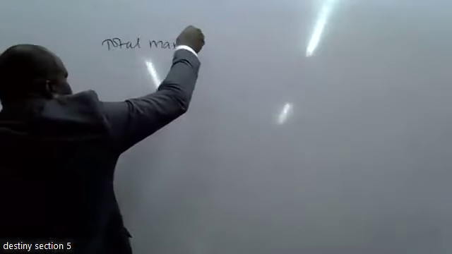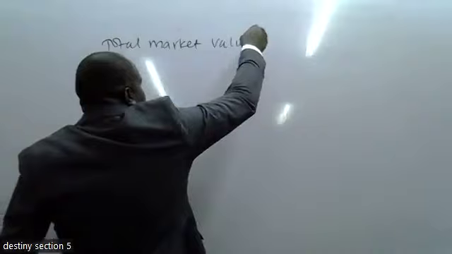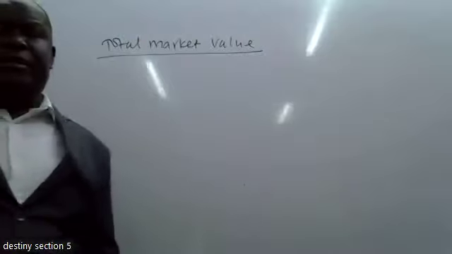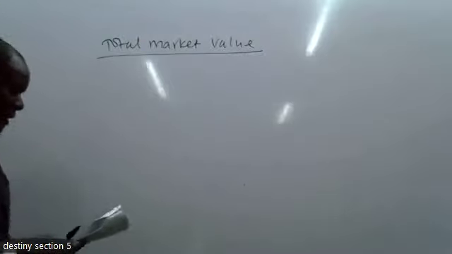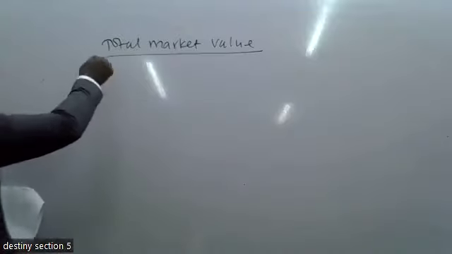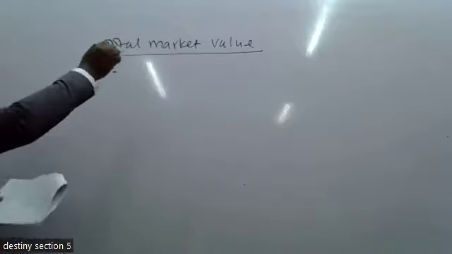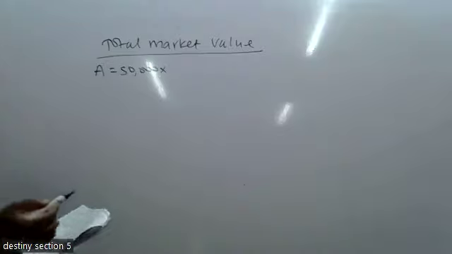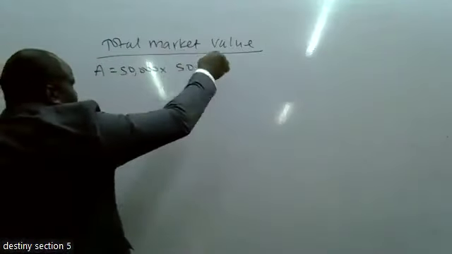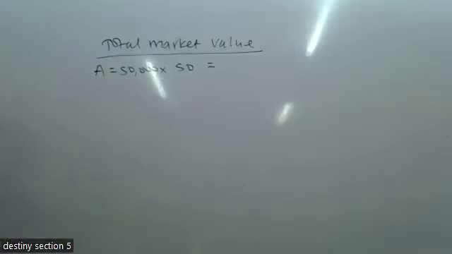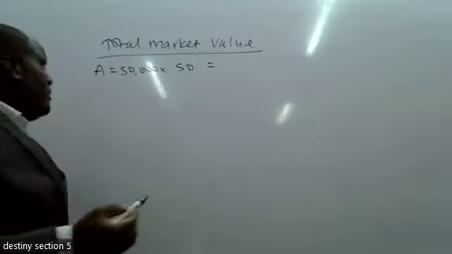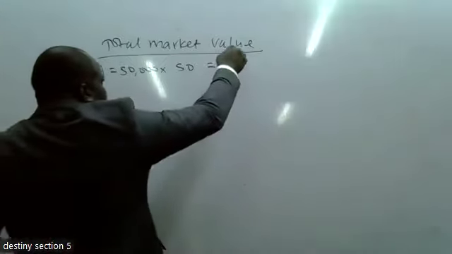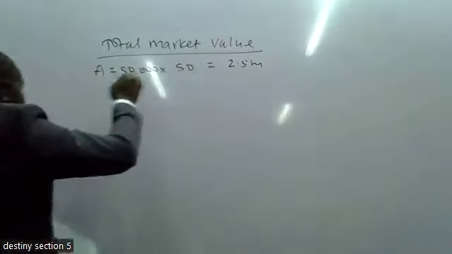Total market value. The question gave you the number of ordinary shares. You multiply by the current market price per share. For A, they were able to give you 50,000 ordinary shares, and the current market price is 50. So we multiply to get the market value. 50,000 multiplied by 50 is 2.5, so we get 2.5 million.